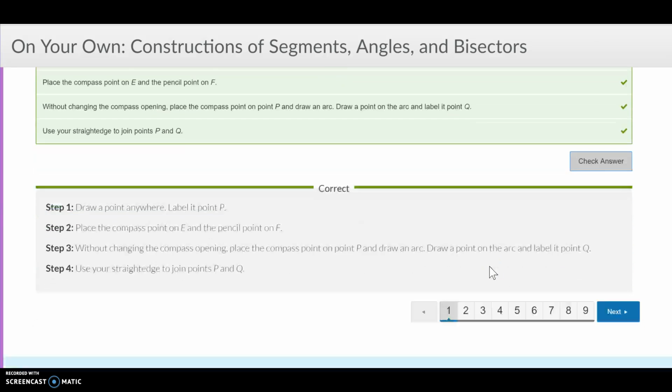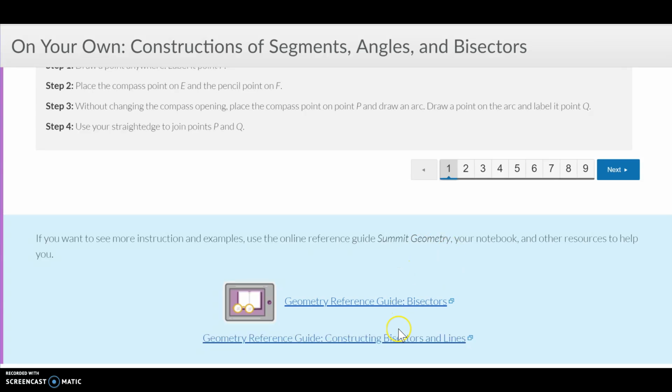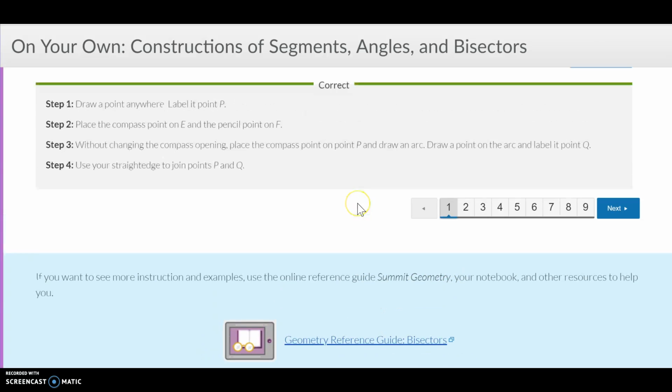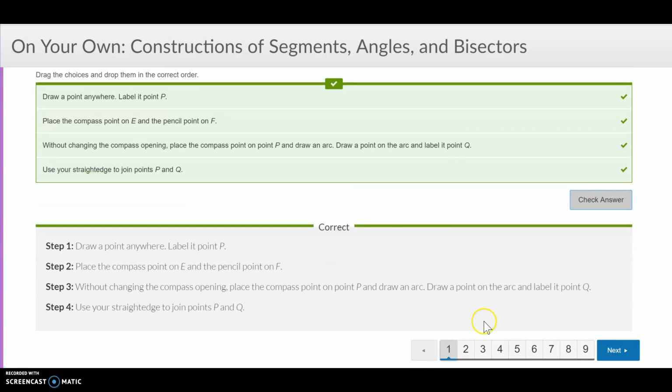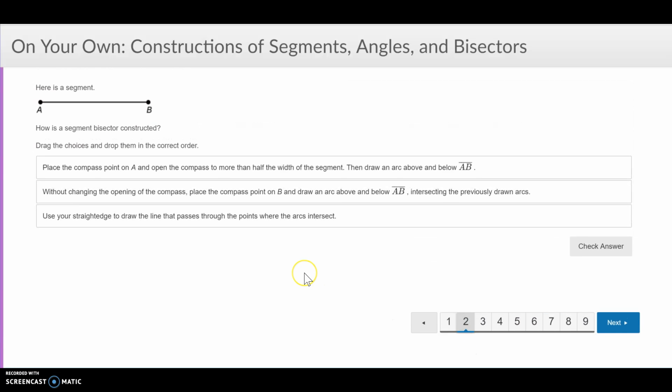And remember, it gives you explanations. You have these reference guides. Don't forget to use those when you need more help. Let's go to number 2.